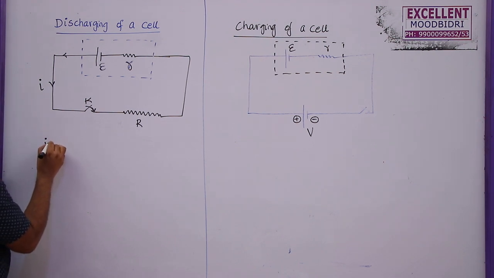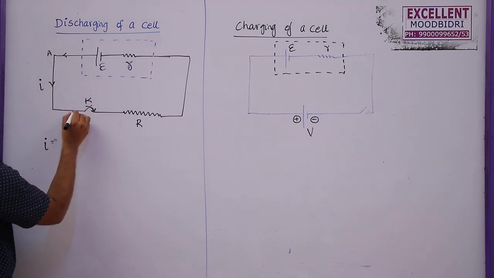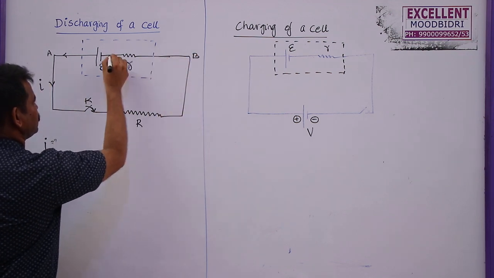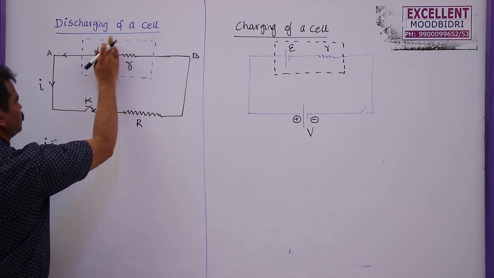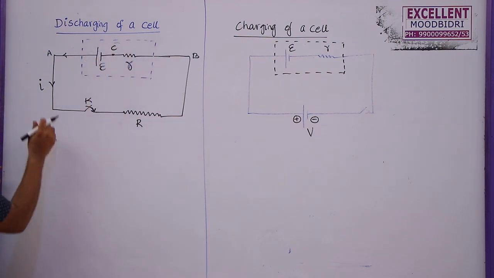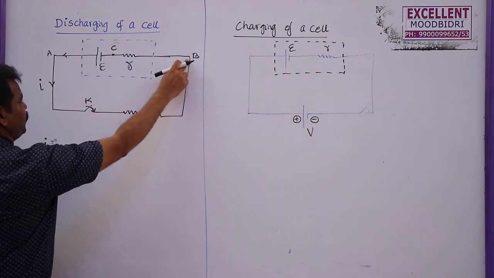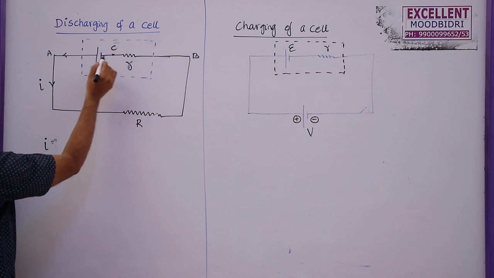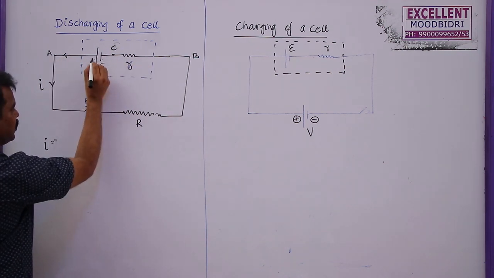The current flows from the cell. Let us say this is A, it moves along this path, it comes to this point B. Let us say that somewhere here this point is C. So externally the current is flowing from A to B, and internally current is flowing from B to A via C. So this is cathode, this is anode.